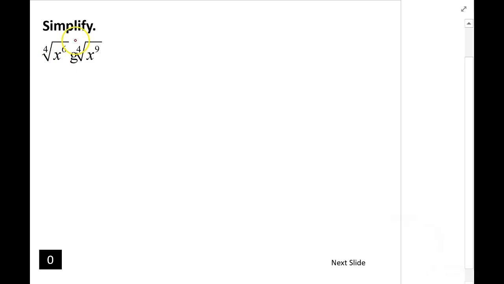Okay, now let's simplify these 2 radicals here. Now, I apologize. The computer doesn't recognize this little multiplication symbol. So this g is actually supposed to be a multiplication symbol. Okay, so this is actually the 4th root of x to the 6th times the 4th root of x to the 9. Okay, so don't pay attention to the g.